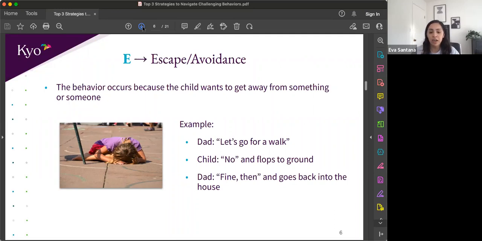So as you can see, the child has learned that every time they vocally protest and flop to the ground when a non-preferred activity is presented, like going for a walk, they now know they don't have to go on a walk, and that demand is removed.